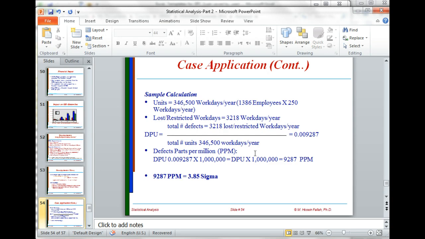Now when they look at the end of the year at how many days per person were not at work because of those injuries, they found the total number of days was 3,218. So it's hard to keep track of this type of data. They had 3,218 days of work lost, and potentially there were this many days of work, right? So you divide them together and you get the defect per unit. Now if I scale that to a million, multiply by a million, I'm getting 9,287 parts per million in terms of the work they lost in that plant. And that corresponds to 3.85 sigma. So it's not the same sigma because of the different data set or different values.